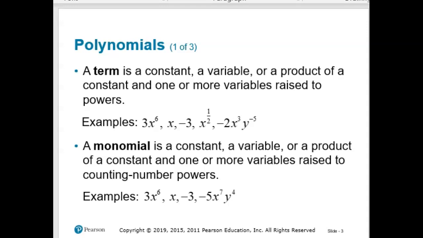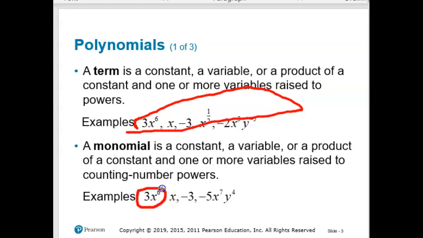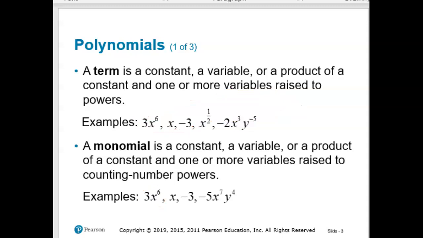A term can be a constant, a variable, or the multiplication of both, constant and variable. So the examples are listed in the middle of your screen right here. A monomial is a constant, a variable, or a product of one or more variables raised to counting number powers. So you can see right here that this is a monomial, mono meaning one, and we're going to get to polynomials shortly, and you will be able to see those.